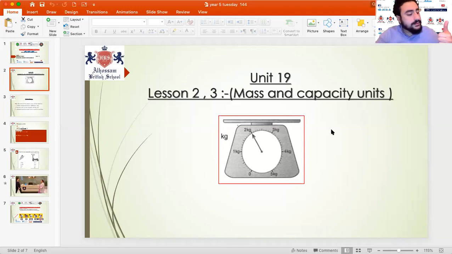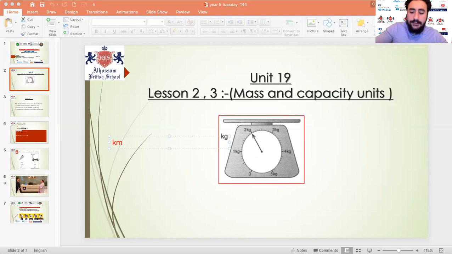Again, length units, kilometer. Let me write it down. Kilometer, and we have meter, centimeter, and millimeter. Kilometer to meter, we have 1,000. From meter to centimeter, 100. From centimeter to millimeter, just 10.